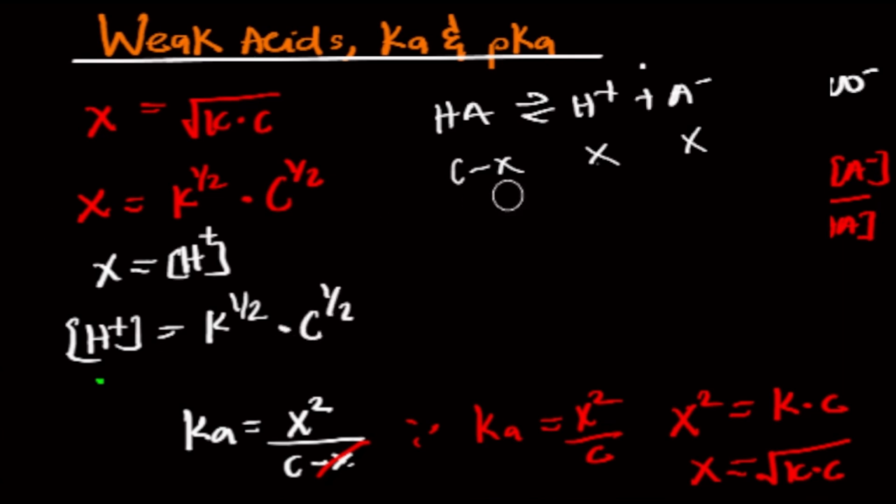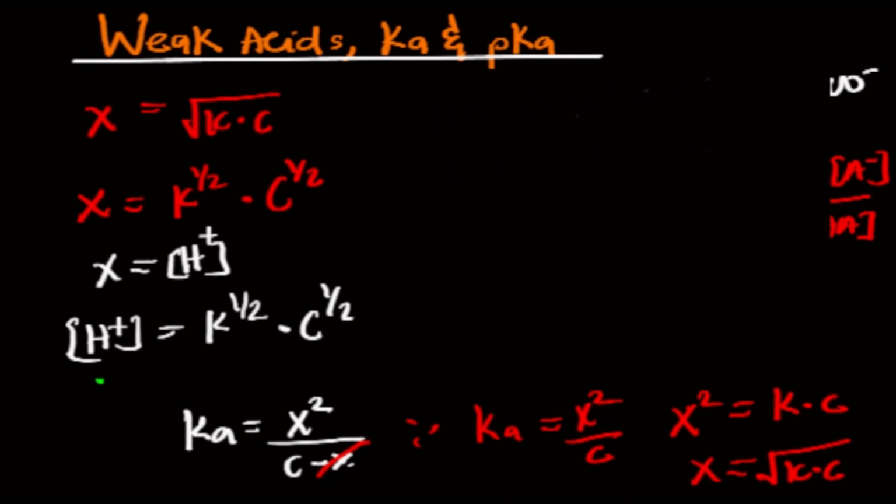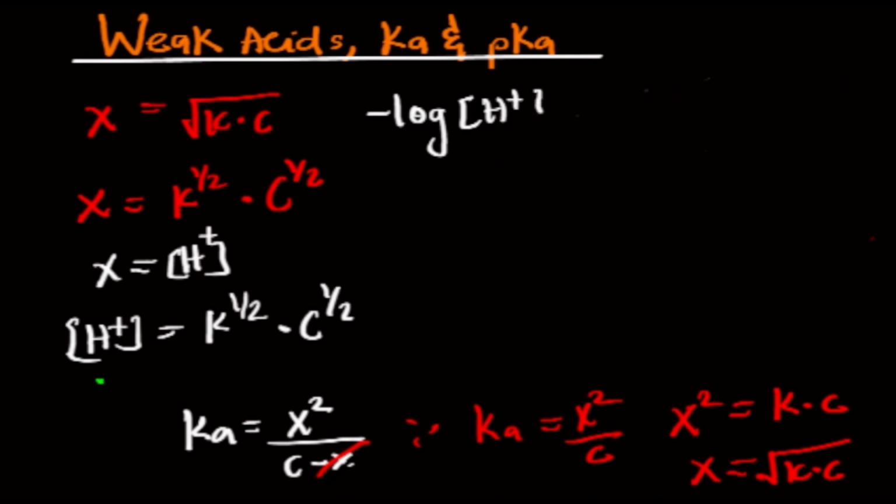Then from there, let's go ahead and simplify to see what we are going to have. Since we have that case, we can take the negative logarithm of both sides. The negative logarithm of the hydrogen ion concentration is going to be equal to the negative logarithm of Ka raised to the power 1 over 2, multiplied by C raised to the power 1 over 2. That's what we're going to have.